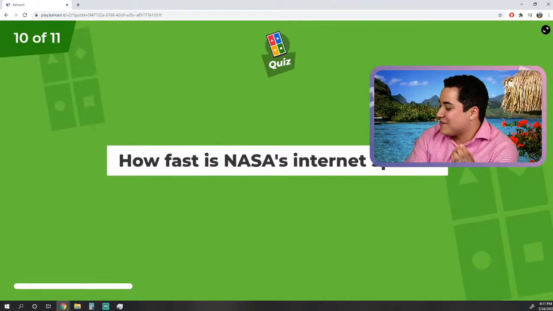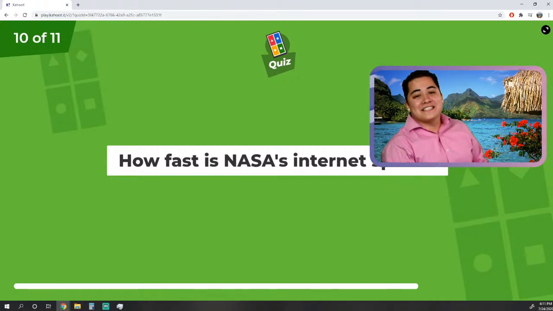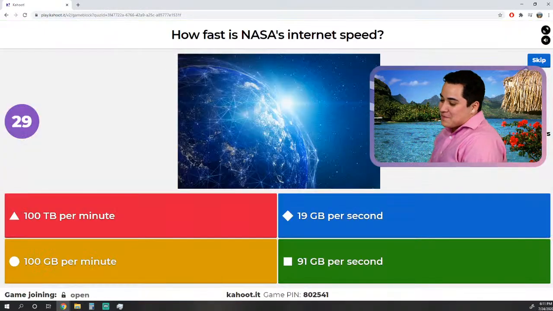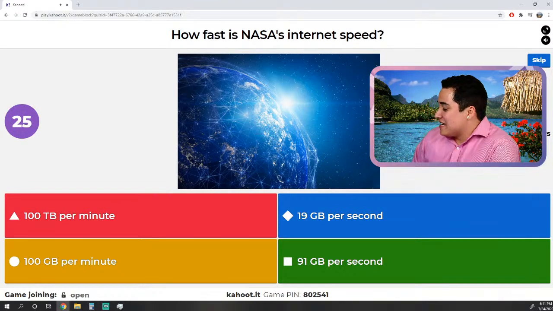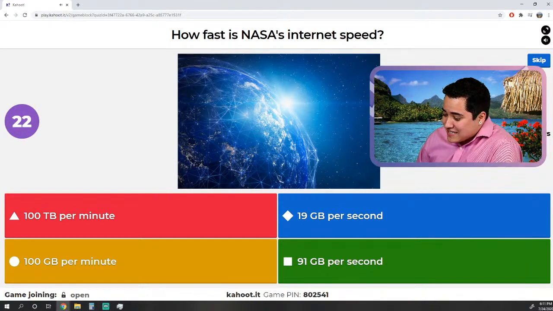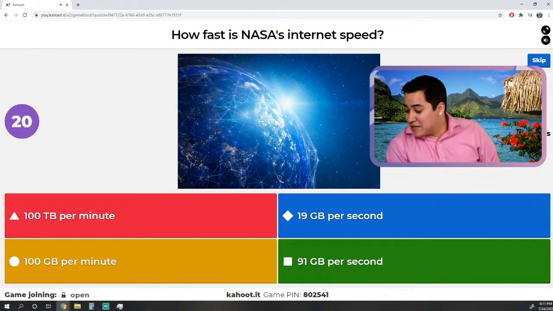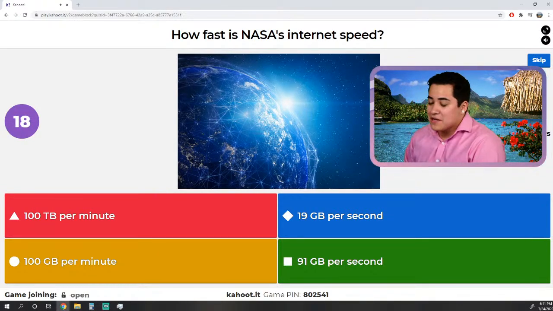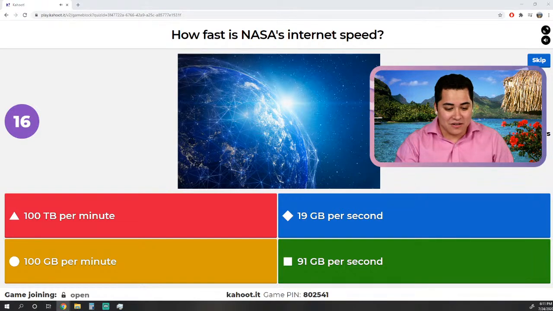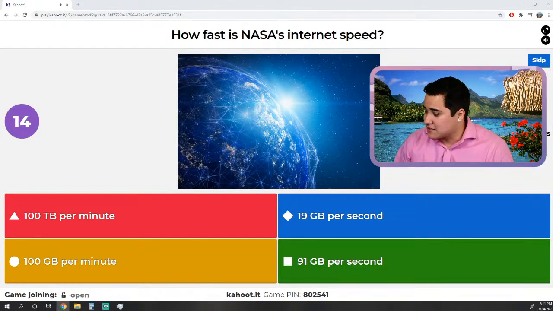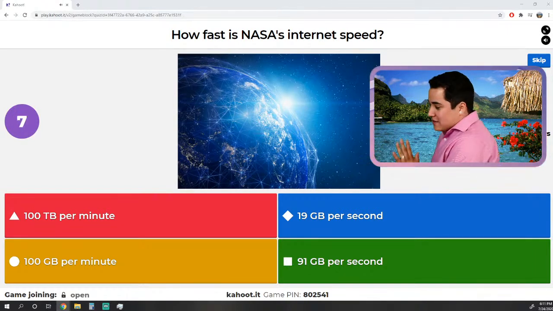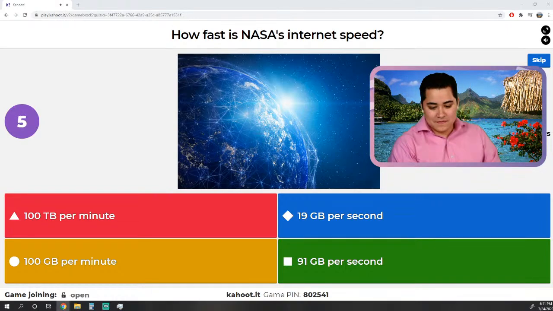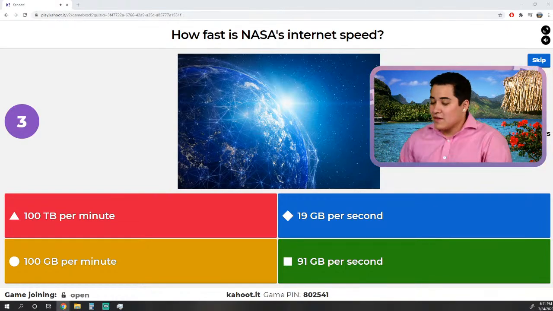Danny said so. Okay, how fast is NASA's internet speed? Let's take a look. Is it 100 terabytes per minute? Is it 19 gigabytes per second? Is it 100 gigabytes per minute? Or is it 91 gigabytes per second? All of these are incredibly fast, and if you're NASA, you probably have the money for that. So, let's take a look here. Go ahead and put your answer in. 3 seconds.